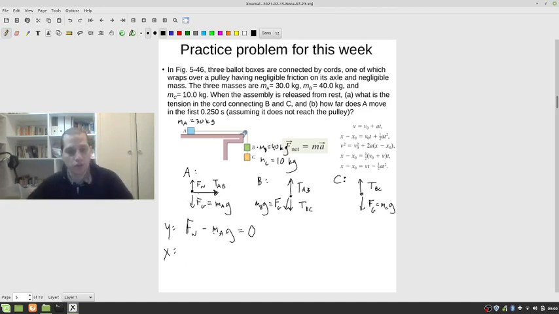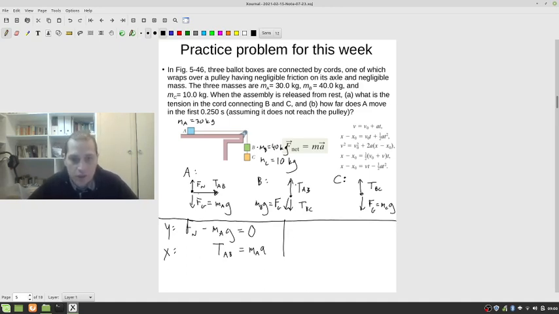if the block is not falling through, it's not falling through the table. Now in your x direction, you're just going to have the tension force, so TAB equals ma, that's 30 kilograms, times the acceleration. Then I will write down also, so that's your equations for A.